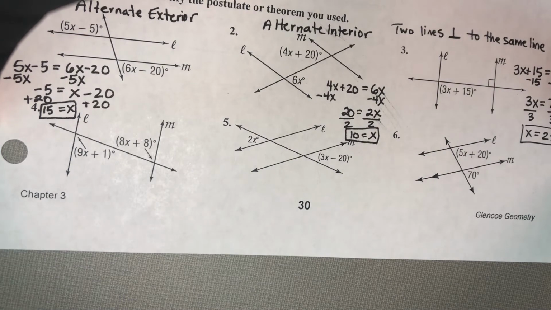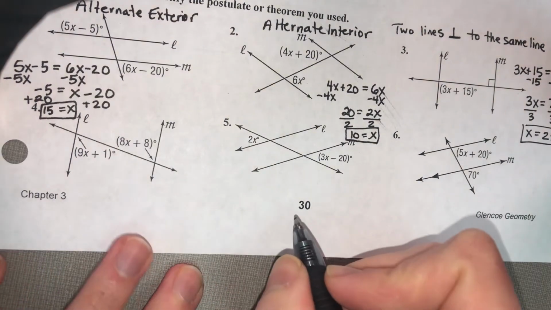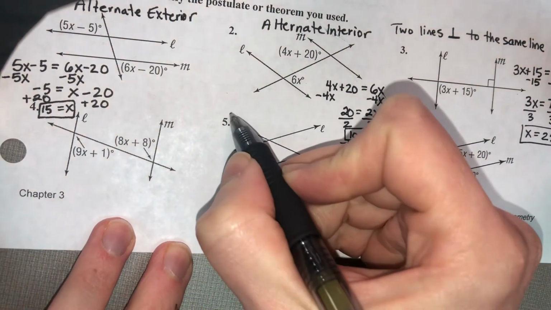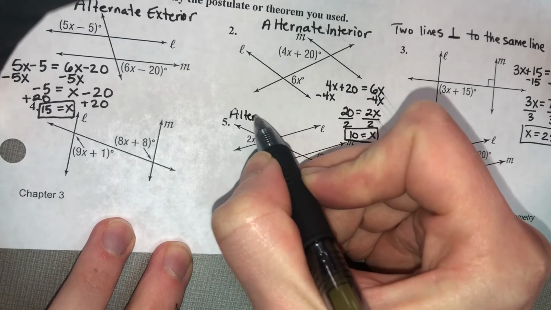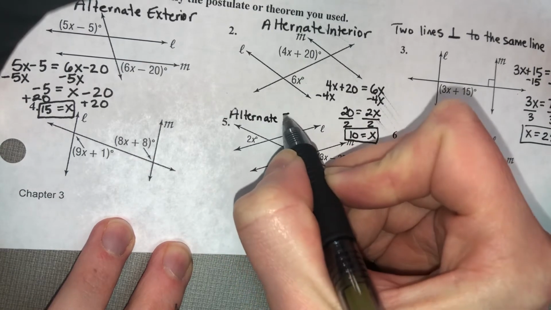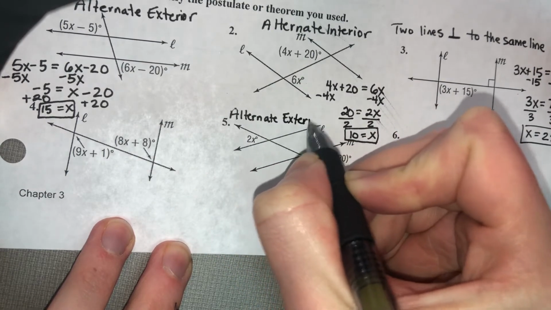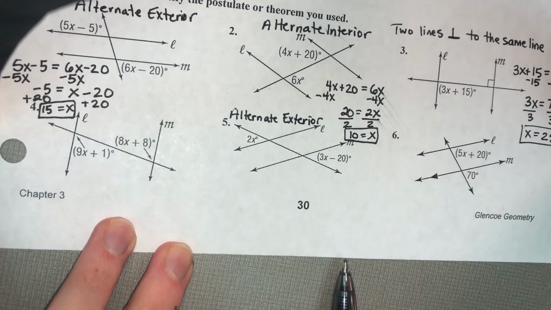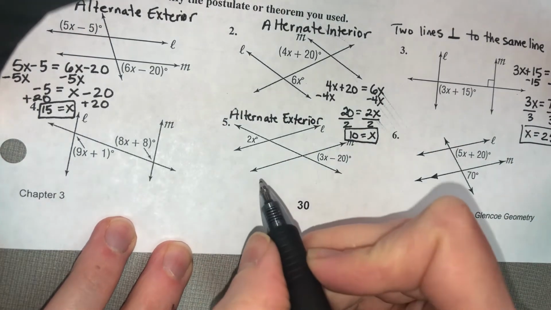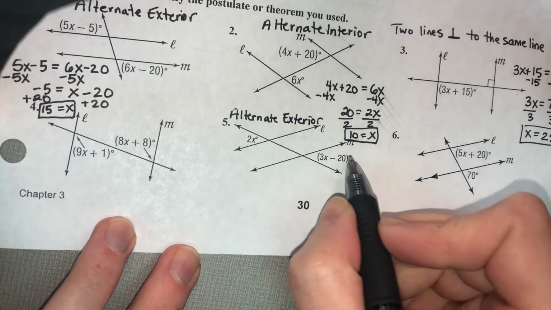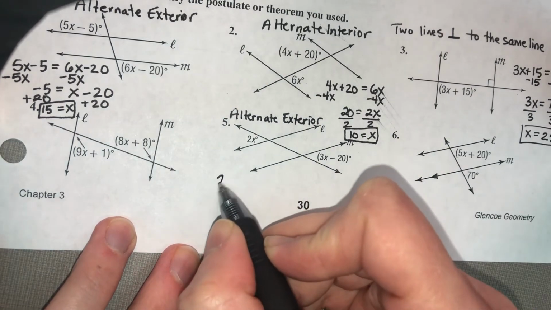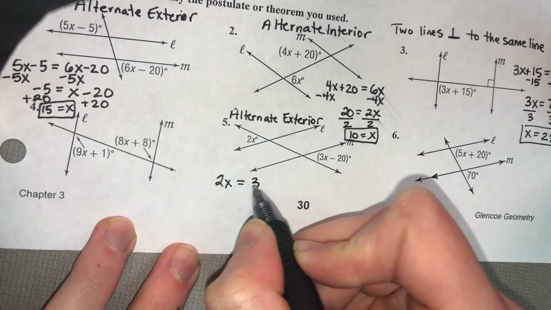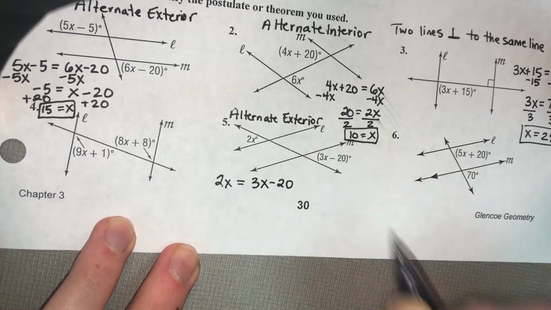Okay, hopefully you had a chance to try this one on your own. These are called alternate exterior angles, like number 1 was alternate exterior angles. So they are supposed to be congruent in order to make line L parallel to line M. So we're going to say 2x must equal 3x minus 20.